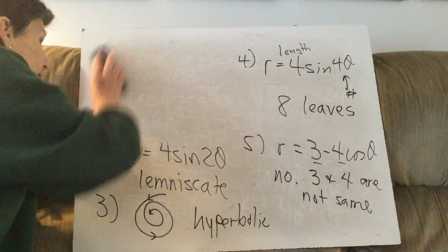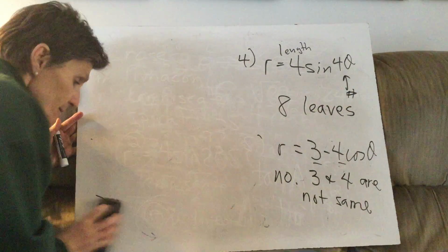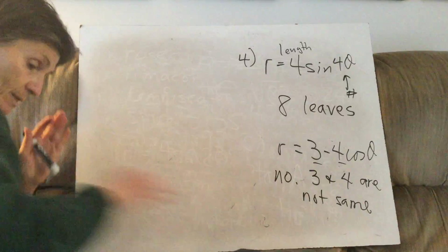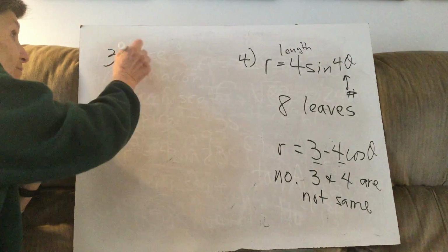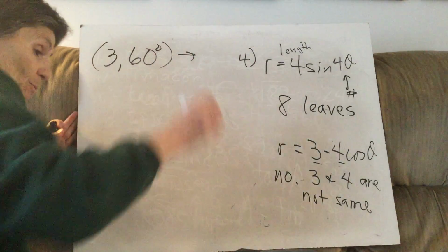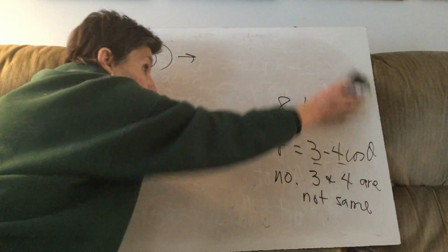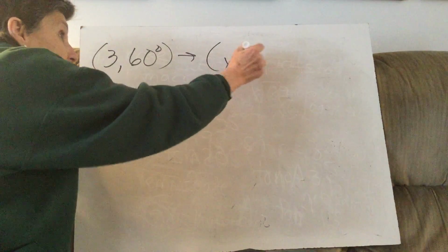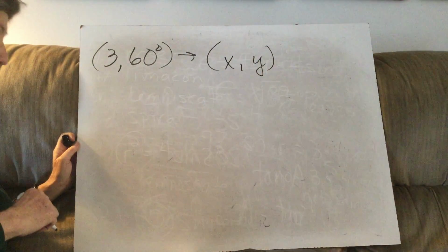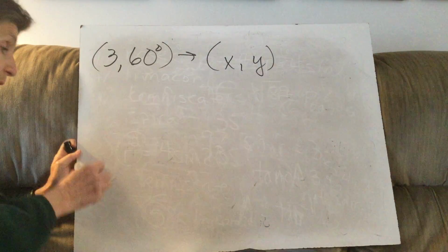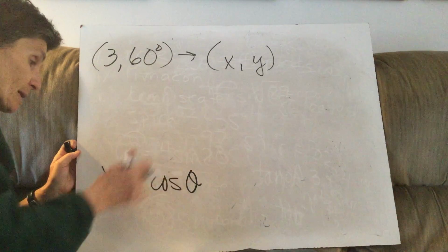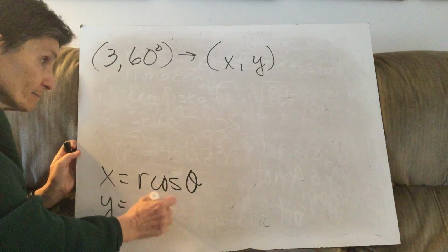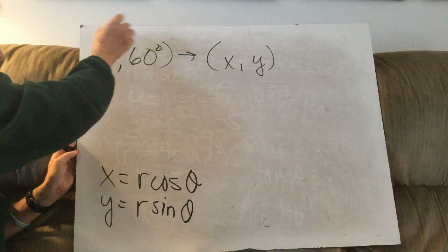Okay, and then number 6, we actually have to do some math on number 6. Number 6 says change to rectangular coordinates. So we have 3, 60, and we're going to change that to rectangular coordinates, which is x comma y. Well, we've done this already a couple times. Remember, x equals r cosine theta, and y equals r sine theta every time. So this is r, this is theta.